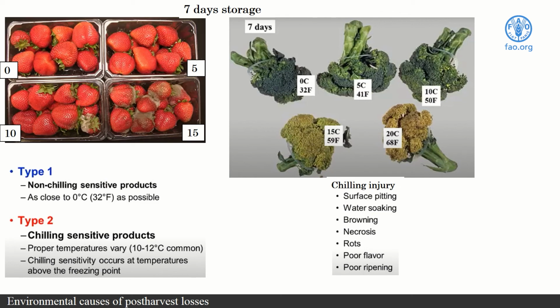Based on their sensitivity to chilling injury, fresh products can be categorized into chilling sensitive and non-chilling sensitive. Chilling sensitivity occurs at a temperature above the freezing point of the product. Chilling injury symptoms include surface pitting, water soaking, browning, necrosis, rots, poor flavor, and poor ripening. Non-chilling sensitive products like strawberries could be best stored as close to 0 degrees Celsius, while most chilling sensitive products can be stored at temperatures ranging from 10 to 12 degrees centigrade.